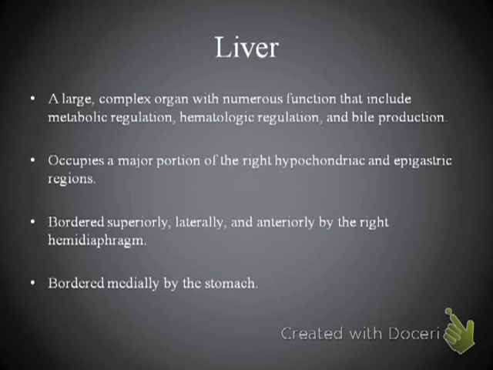So the liver. We find that the liver is a large complex organ with numerous functions that include metabolic regulation, hematologic regulation, and bile production. It occupies a major portion of the right hypochondriac and epigastric regions. It's bordered superiorly, laterally, and anteriorly by the right hemidiaphragm, and it's bordered medially by the stomach.